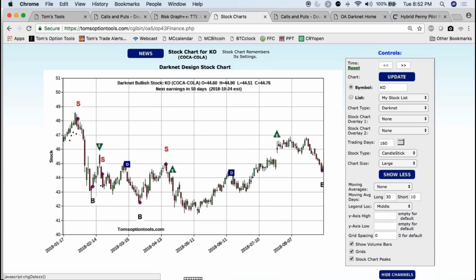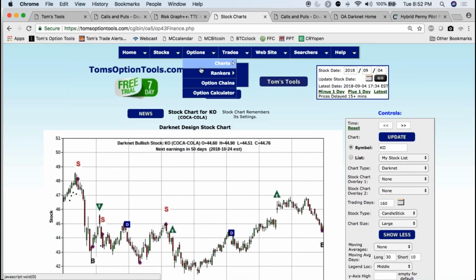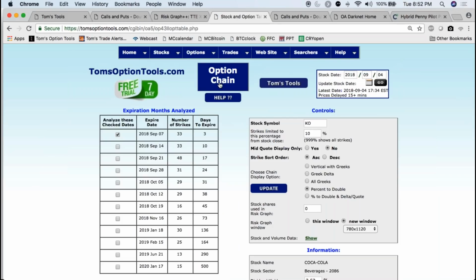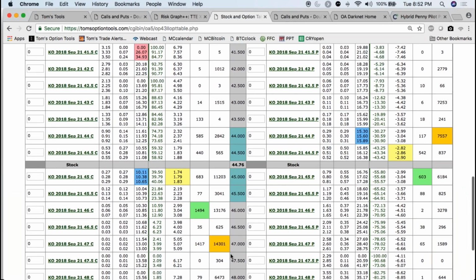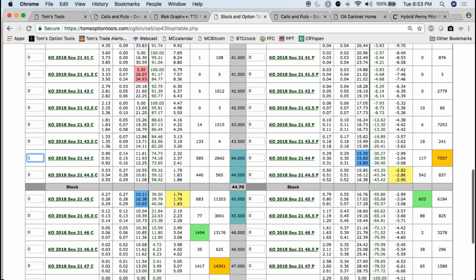Okay. So in this case, now I want to create that low risk trade. What I did was I go to options, I go to option chains. It's automatically going to put Coke in there. I'm looking at the SEP 21 options that have 17 days left. So I'm going to update and just look at those. As you can see here, these SEP 21 options, I was buying these, and I actually got filled at 91 cents. That was my trade. The SEP 21 44 calls.